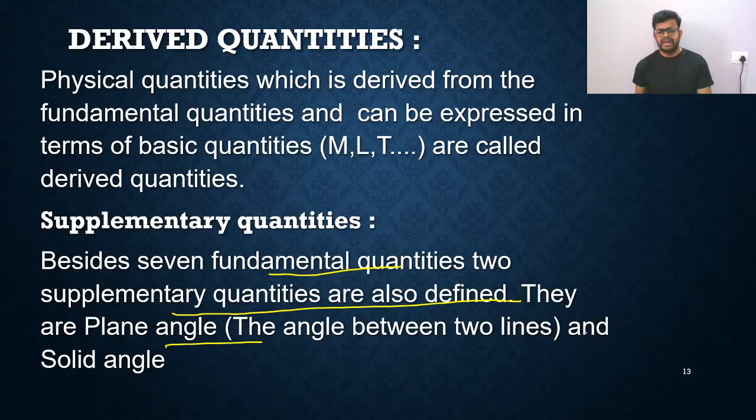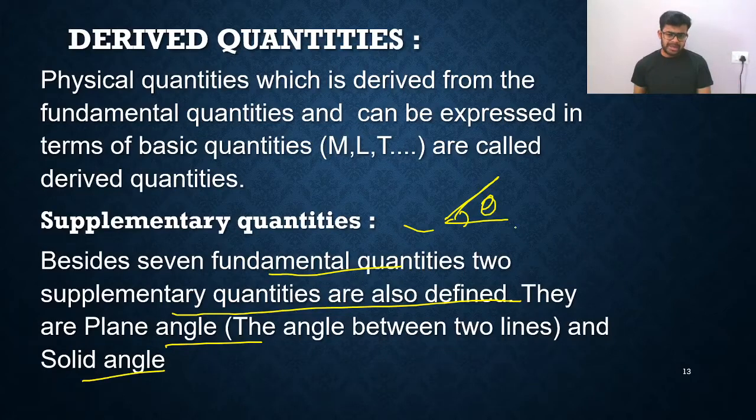They are called plane angle and solid angle. Besides the 7 fundamental quantities, 2 supplementary quantities are there. First is plane angle and second is solid angle. Plane angle means the angle between 2 lines, theta.